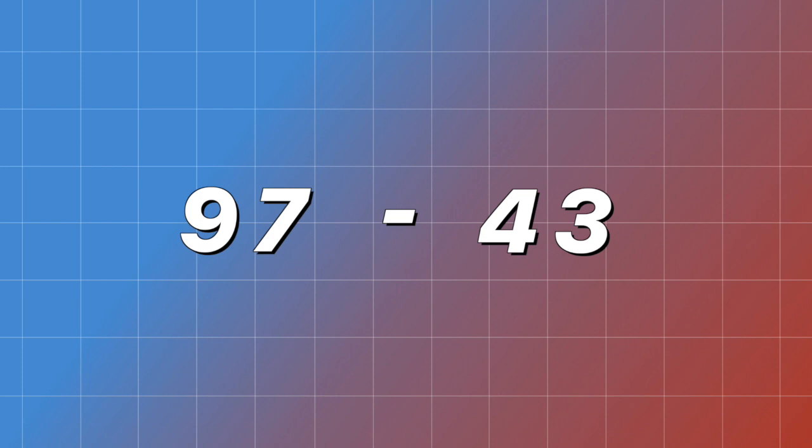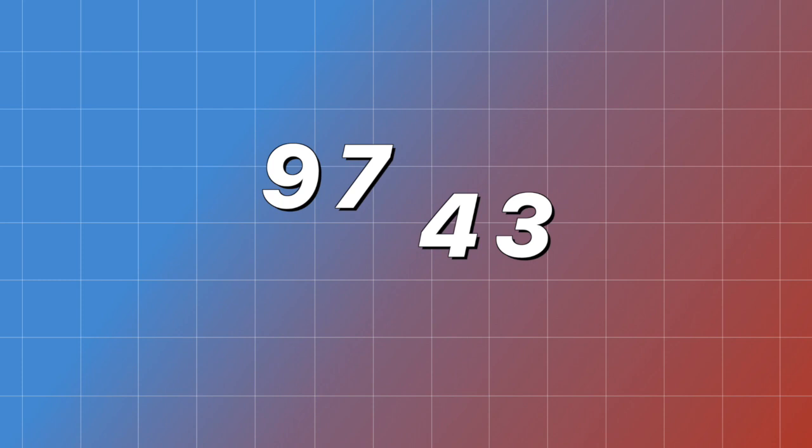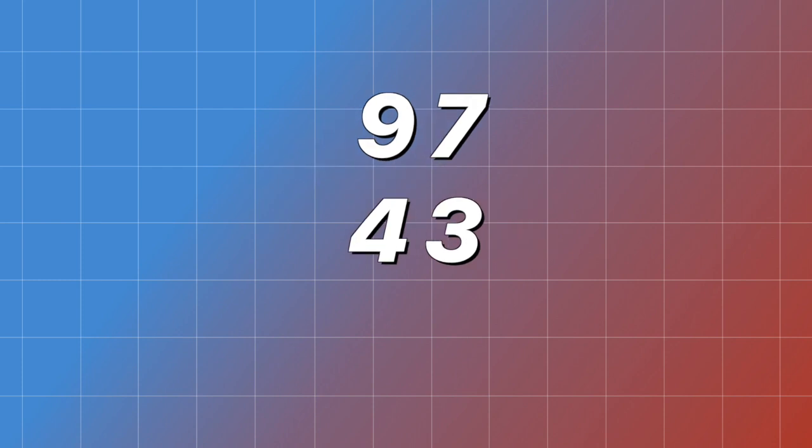First, it's important to align the two numbers of the calculation. The larger of the two numbers goes above the smaller one. The units of both numbers must align, here the 7 and the 3. The tens of both numbers must also align, here the 9 and the 4.